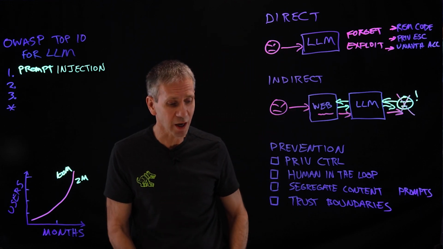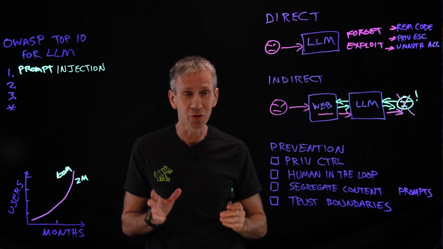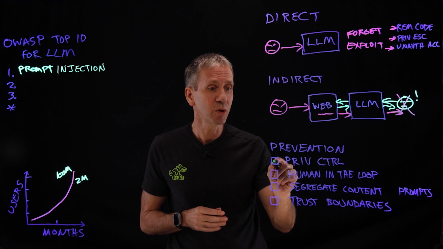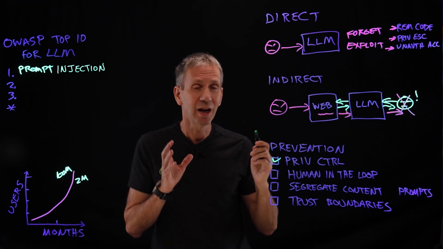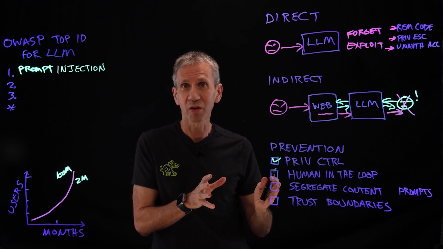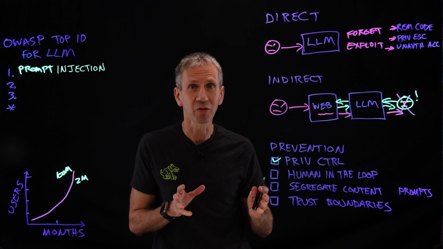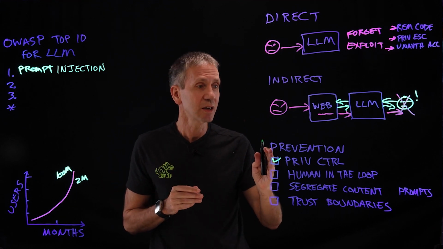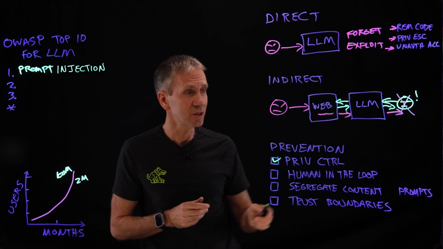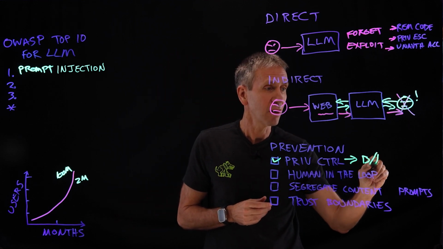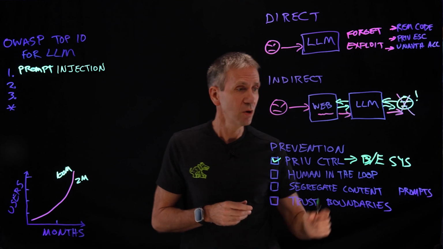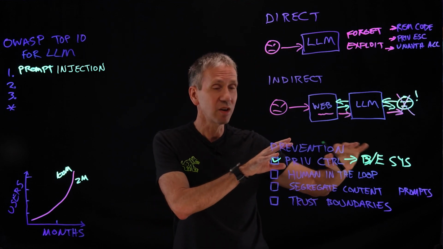Now, what can you do to stop this? I don't want to just talk about the issues, and OWASP goes on and talks about preventions. For instance, what we want is privilege control. You've heard me talk before in other videos about the principle of least privilege. It's a bedrock concept in security. And we need to implement that in these cases as well, so that our back-end system also has some sort of limitation.